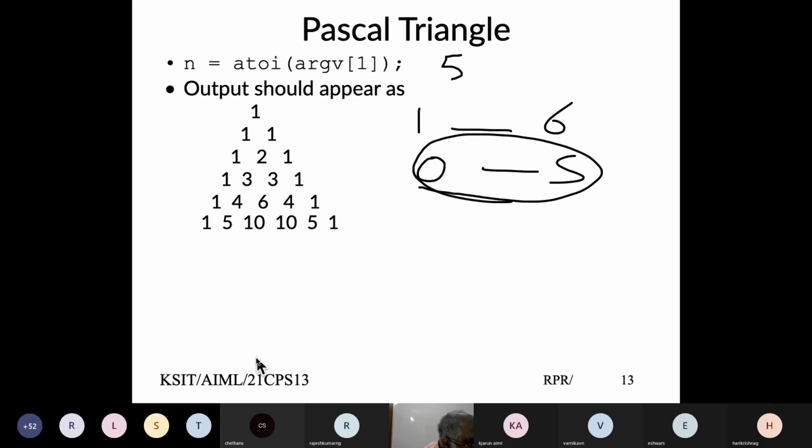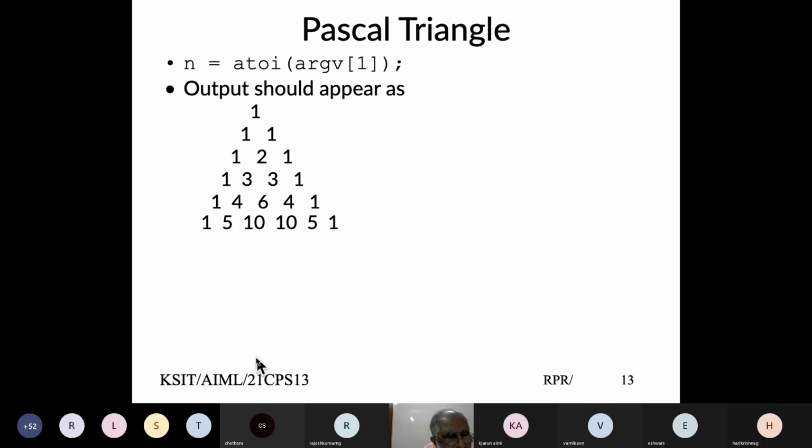Given that we need a for loop because we need to display n plus 1 lines, now once you are in a line, let's say I'm at line number 4. If I start with 0, this is line number 0, line number 1, 2, 3, 4, 5. Once I am at, let's say, line number 4, how many values do I need to print?